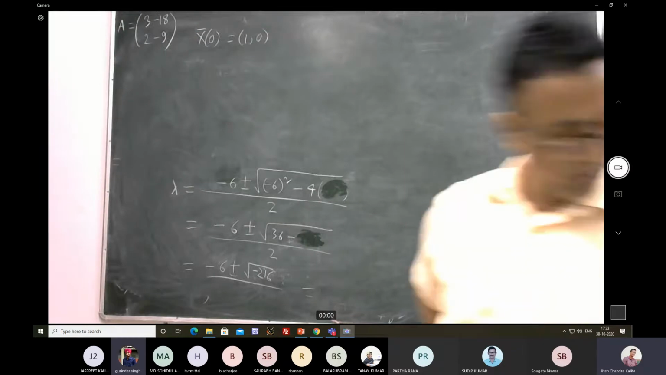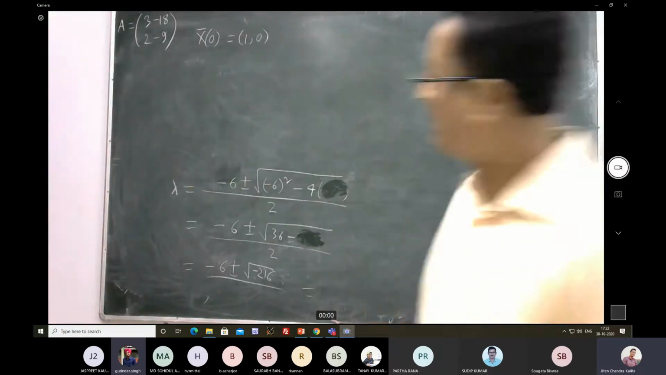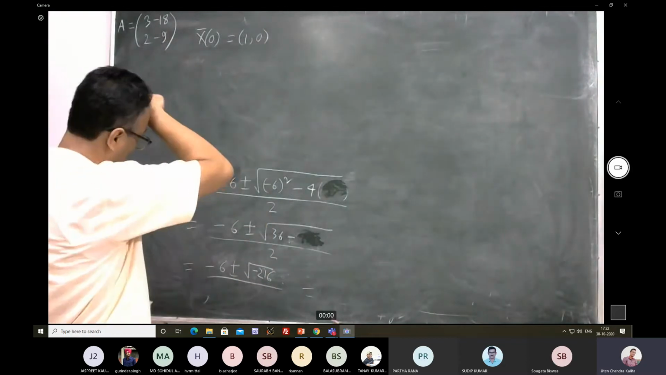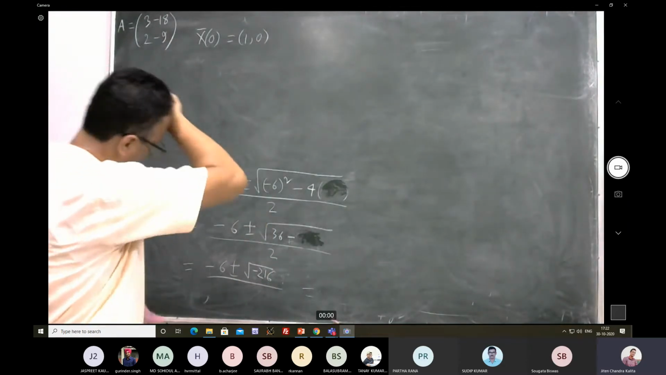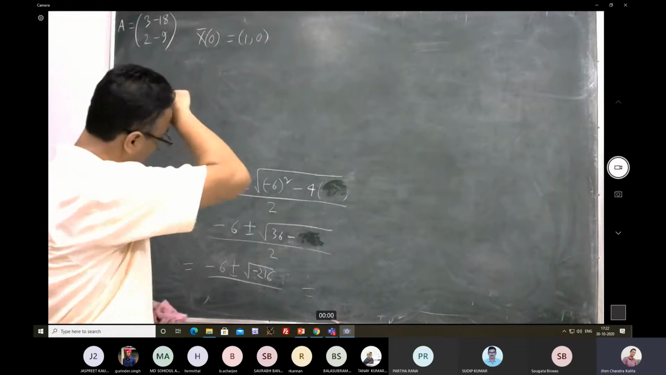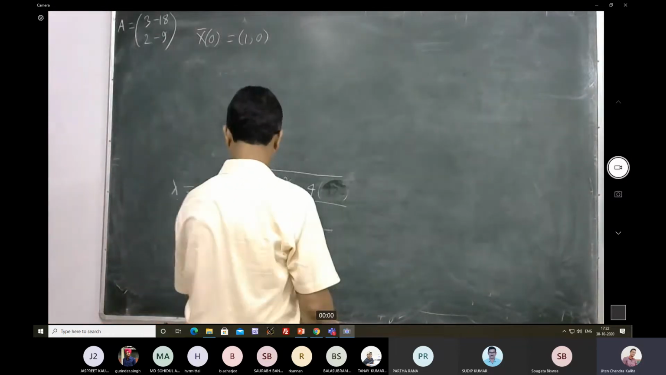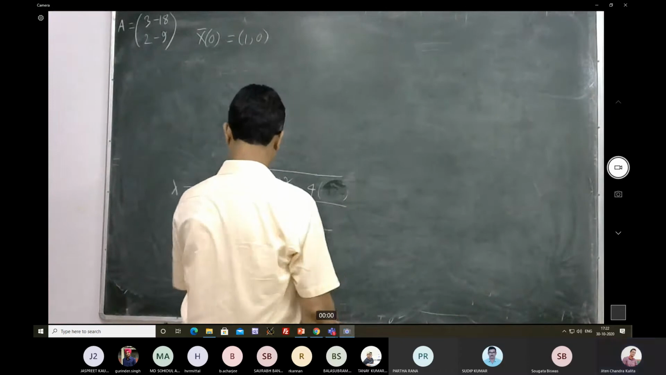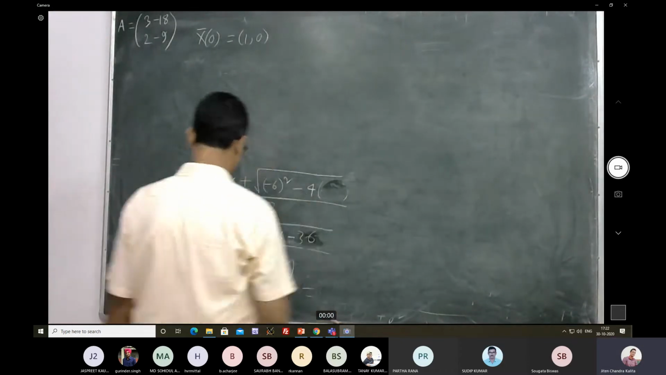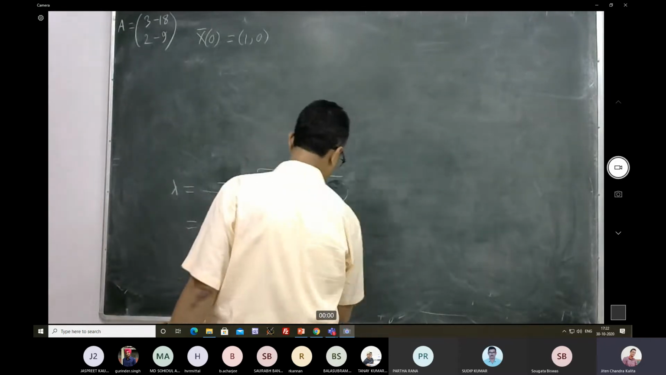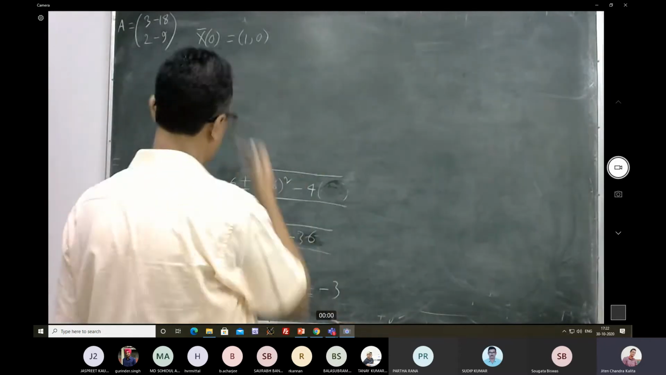Sorry, it was plus 18. These are cases for equal roots. I don't want to do that. In fact, I was looking for a complex root. This is going to give you an equal root. So it is simply minus 3.